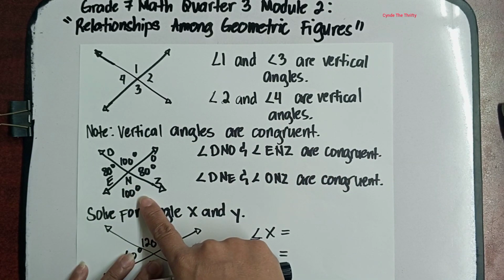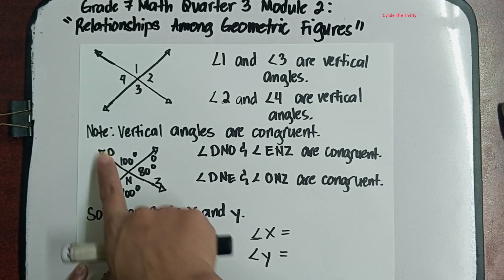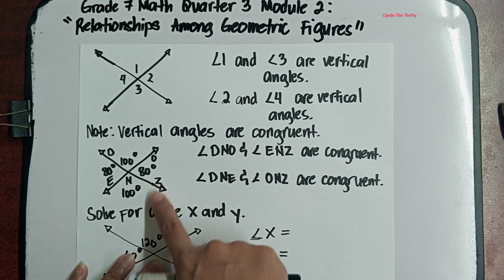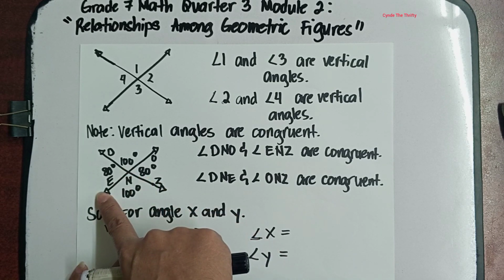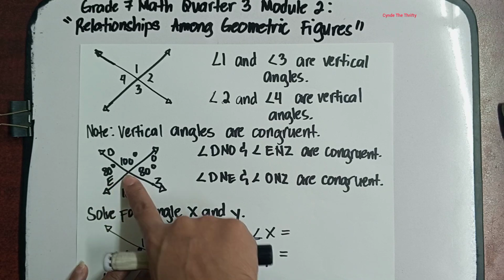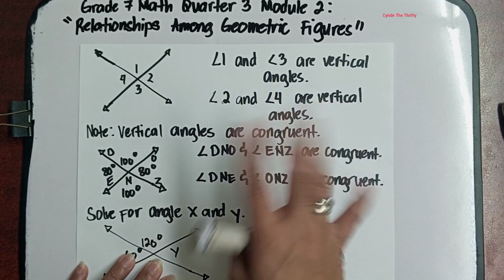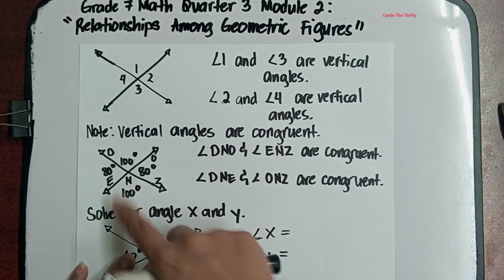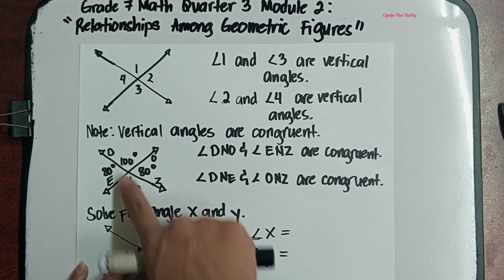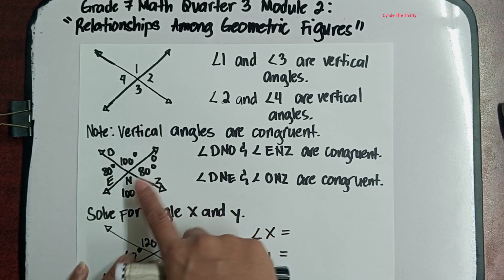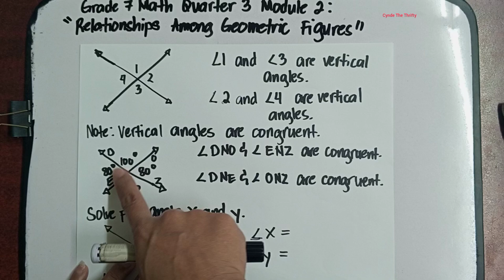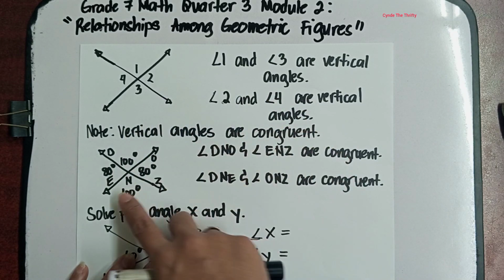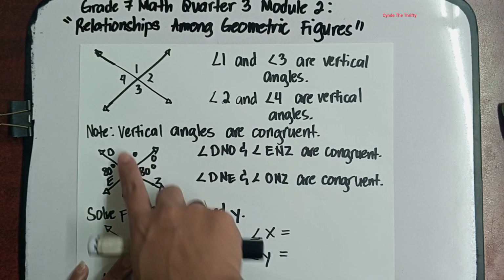Okay, so meron tayong example dito sa baba. Angle DNO, angle ONZ, angle ZNE, at angle END. Okay, meron tayong apat na angle. So, na-form natin ito sa pamamagitan ng pag-intersect ng dalawang line. So, ibig sabihin, itong dalawang angle natin na nandito are vertical angles at itong dalawang angle na nandito are vertical angles. And since vertical angles are congruent or equal ang kanilang sukat, so magkapareho ang sukat nila.